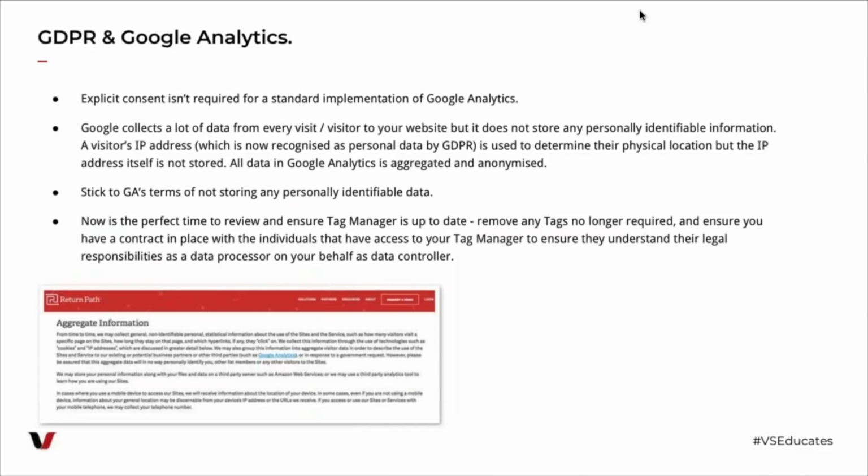So GDPR and Google Analytics. Explicit consent isn't required for a standard implementation of Google Analytics. In Google Analytics' terms and conditions, you're not allowed to collect any personally identifiable information. The visitor's IP address, which is now recognized as personal data by GDPR, is used to determine their physical location, but the IP address itself is not stored. Stick to GA's terms. It's probably good to have a review of your Google Analytics, which is what we'd advise, so that you're making sure you're not collecting any personal data.